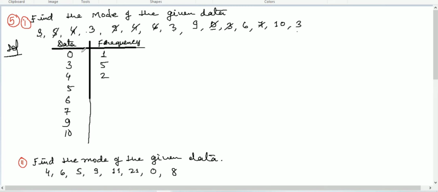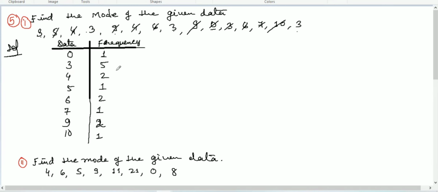Then we have 5. How many times do we have 5 here? 5 we can see only one time. And 6 is 1 here and 1 here. So 2 times 6 is there. And 7 only one time. And 9 only one time. No, 9 is 2 times here. 9 is 1 and 2 times. And 10 we have only one time here.